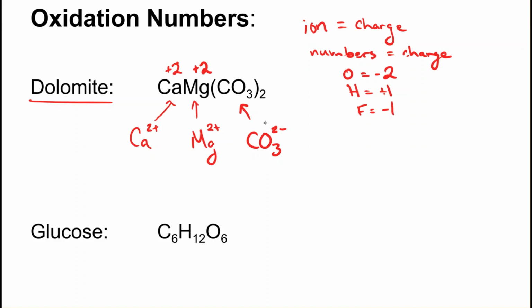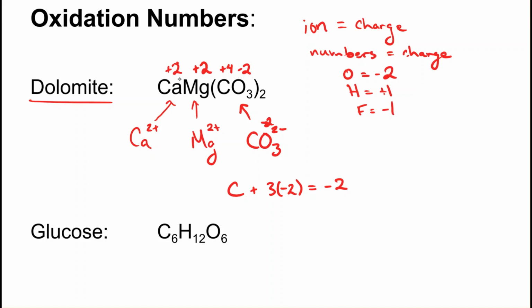And if the oxygens are -2 as well, then 3 times -2 is -6, plus the carbon. We don't know what the carbon is. So the carbon has to cancel out 4 of the 6 to get -2. So carbon is +4, that's -2. Perfect. We just found out what all of the oxidation numbers are in this thing.